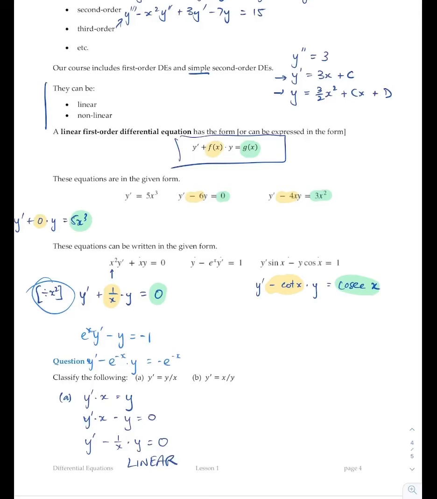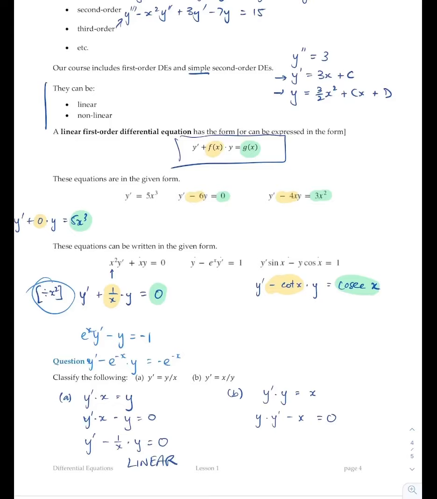And B. Clearly this one will be non-linear because you've got to have one of each, haven't you? So if you multiply through by y, then you get y dash times y equals x. And I'll just write it like y times y dash minus x equals 0.